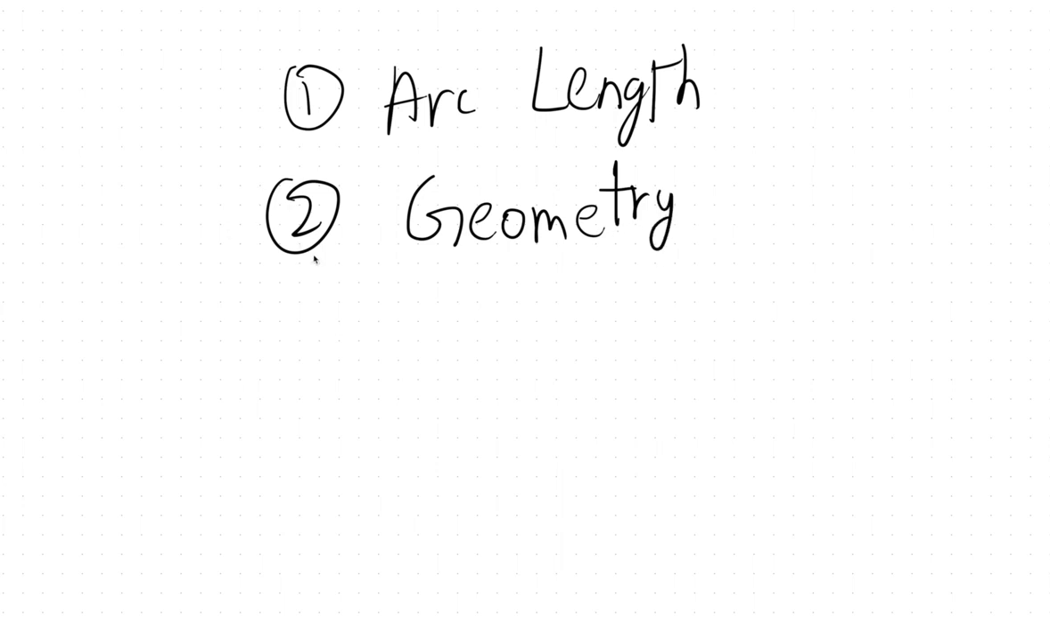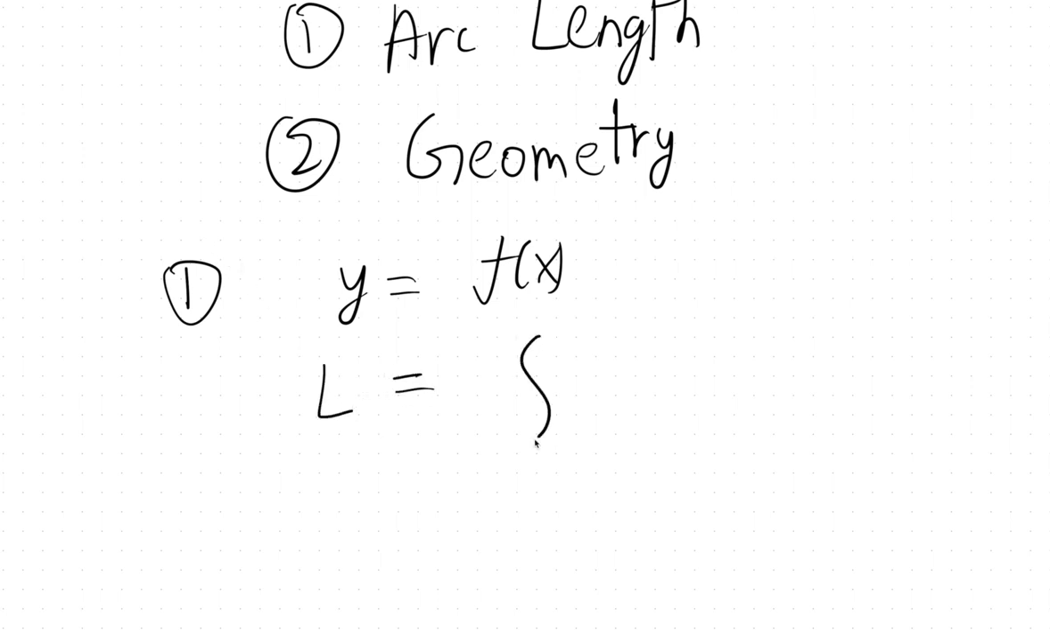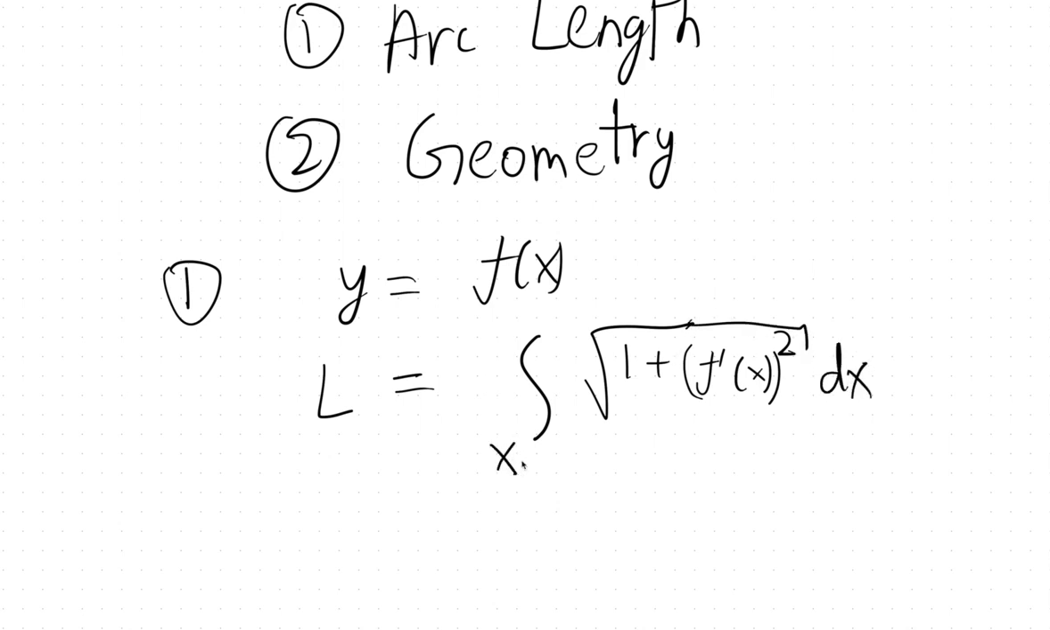Okay, so for the first method, I've already talked about this in a separate video on how to find the arc length. For any function y is equal to f of x, the length is equal to the integral of square root of 1 plus f prime of x whole square dx from x1 to x2.